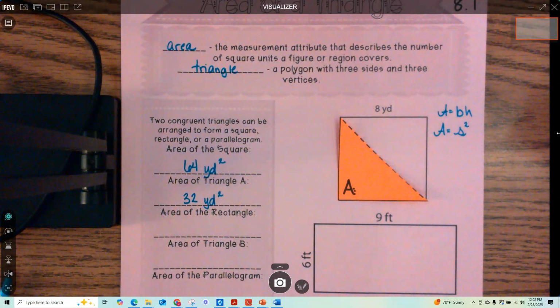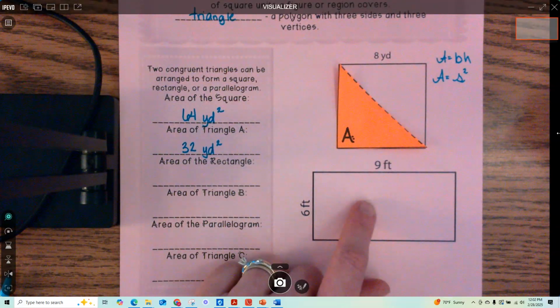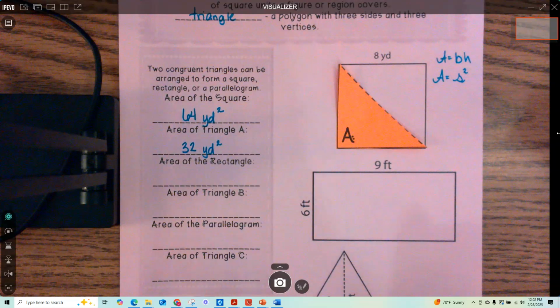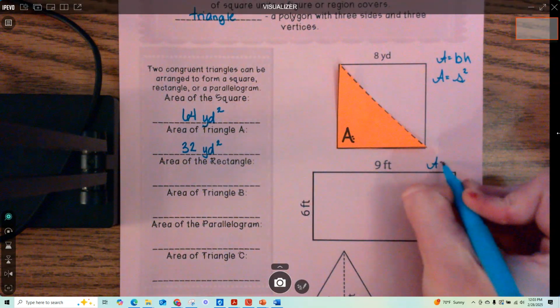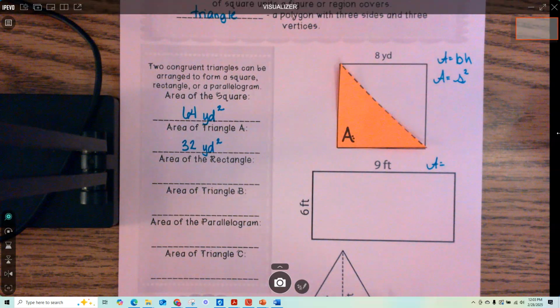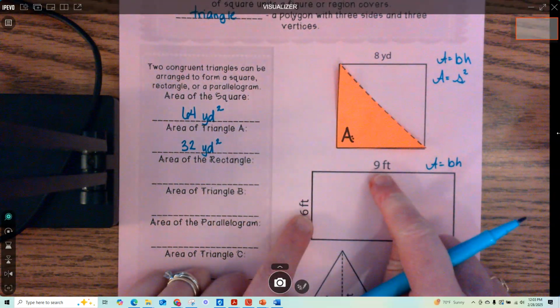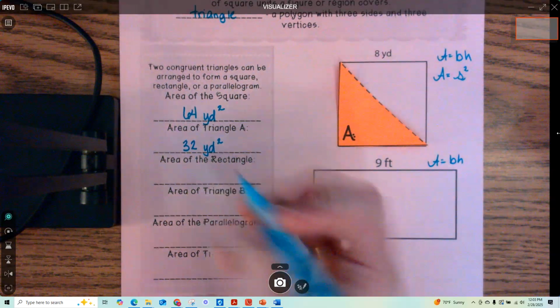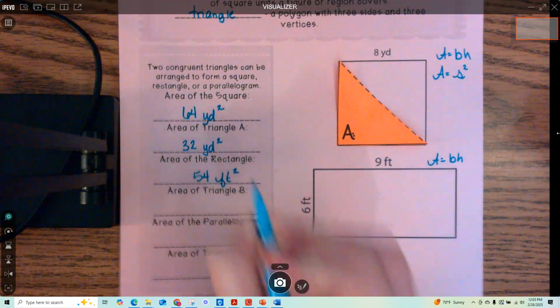The next piece you're going to need is the yellow one, your rectangle. So how would I find the area of this rectangle? What's the formula for the area of a rectangle? Base times height. So 9 times 6, the area of this rectangle is 54 feet squared.